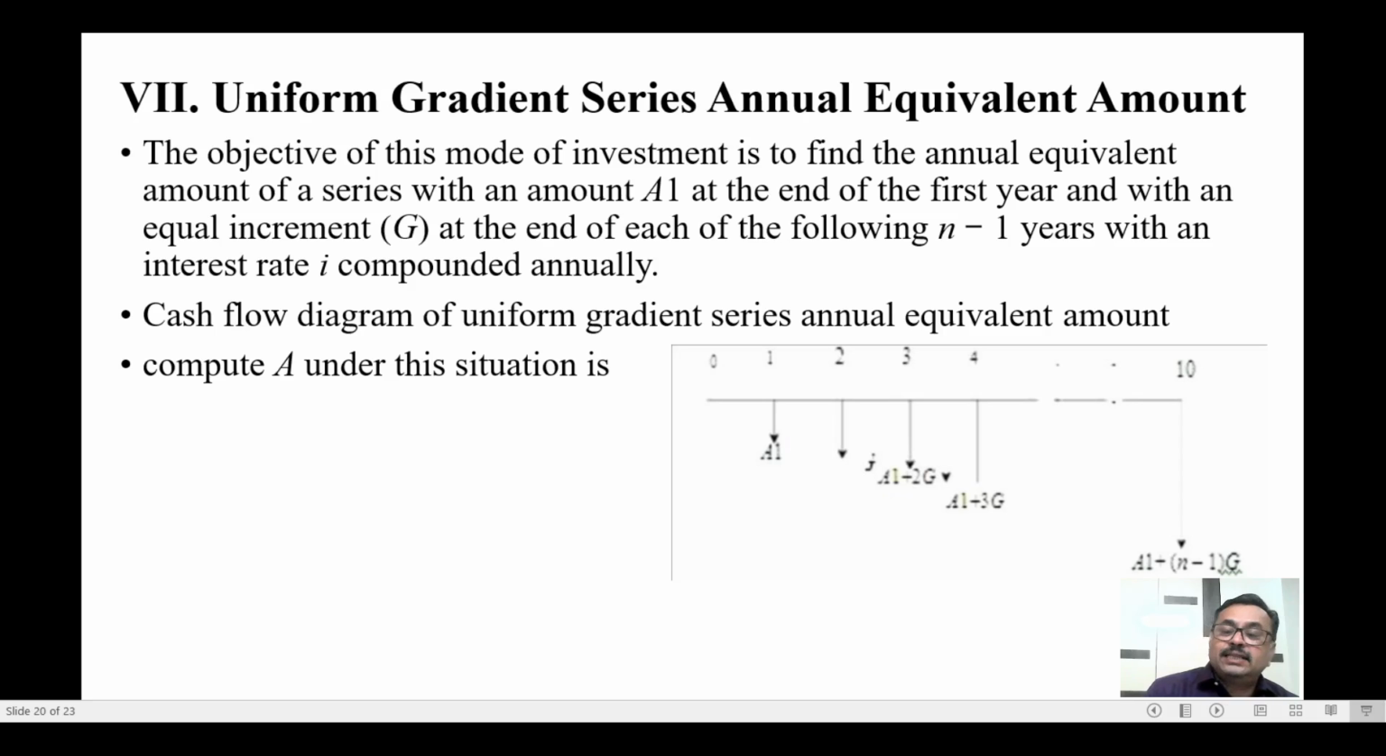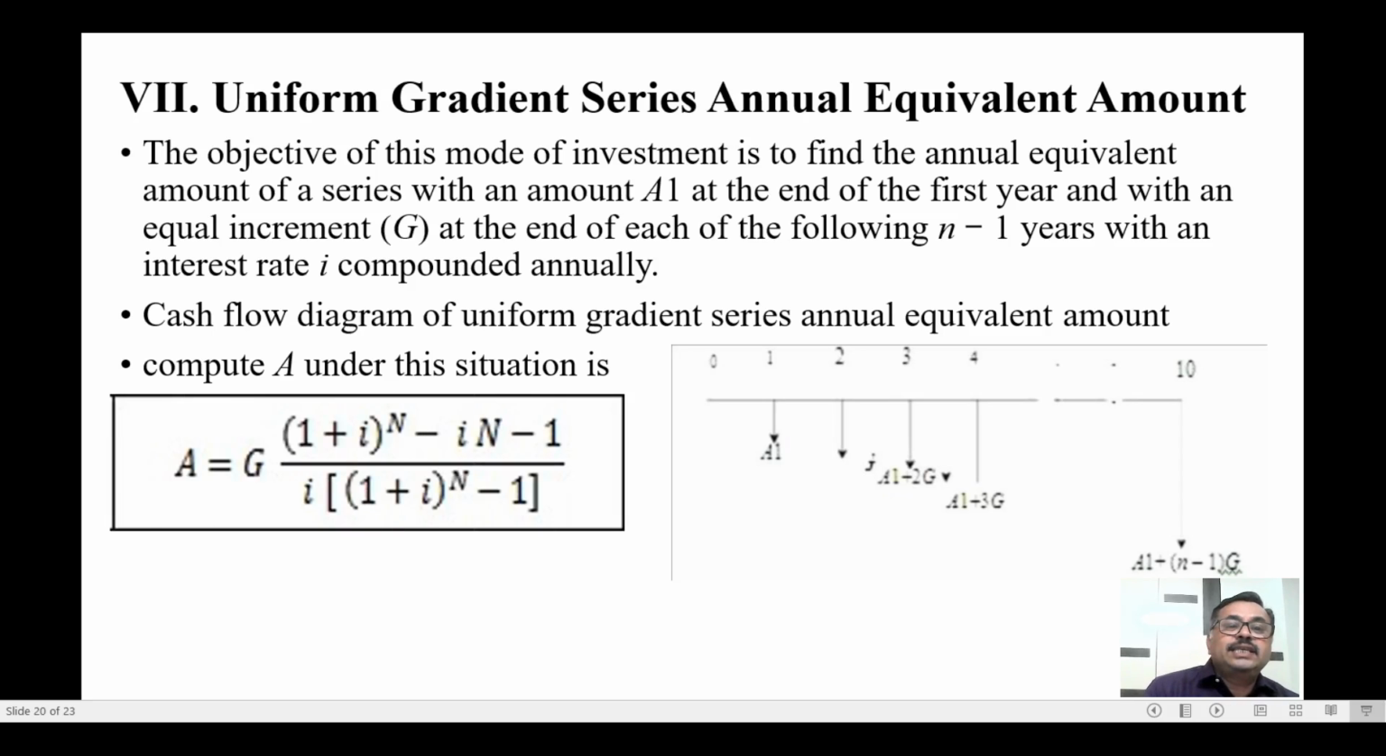Compute A under this section. A is equal to G into [(1 plus I) to the power of N minus I N minus 1] divided by [I into ((1 plus I) to the power of N minus 1)]. You can calculate this, because you know the G, you know I, you know N. You can apply and you can calculate.